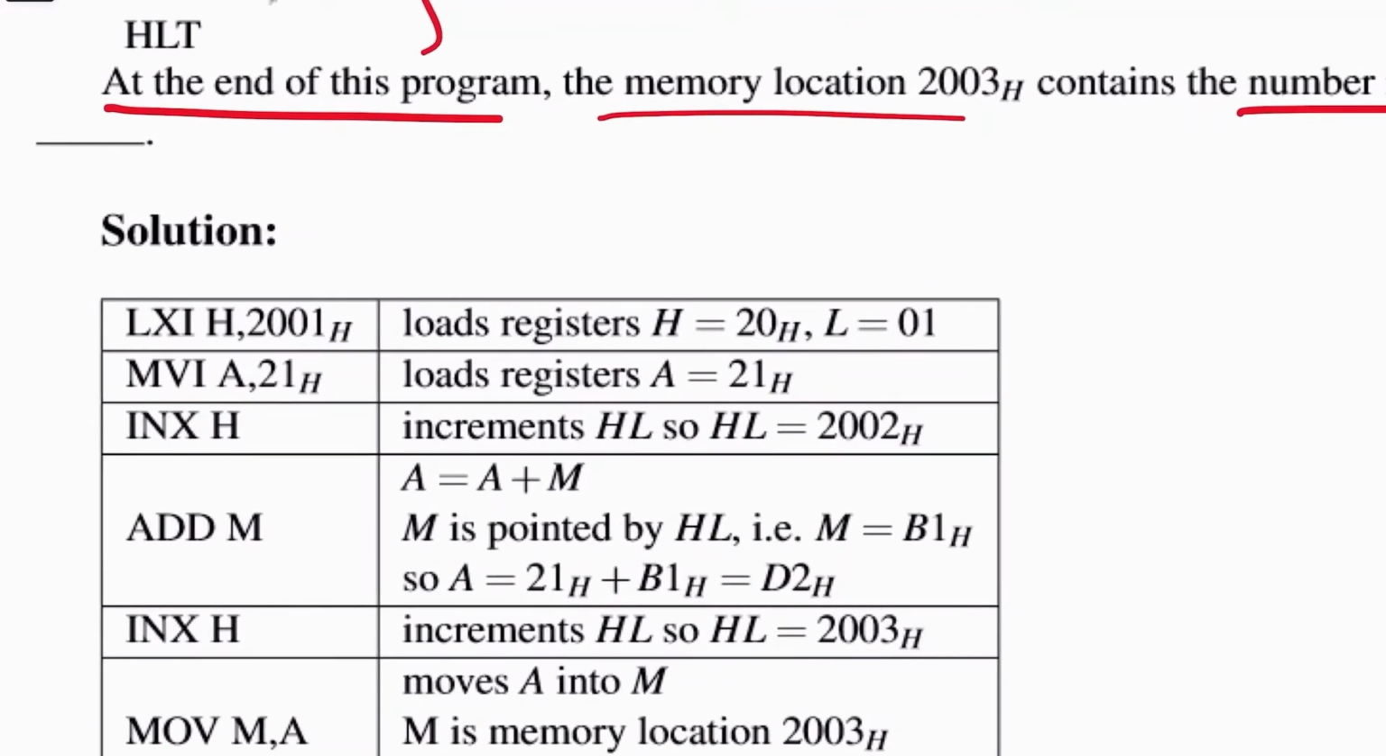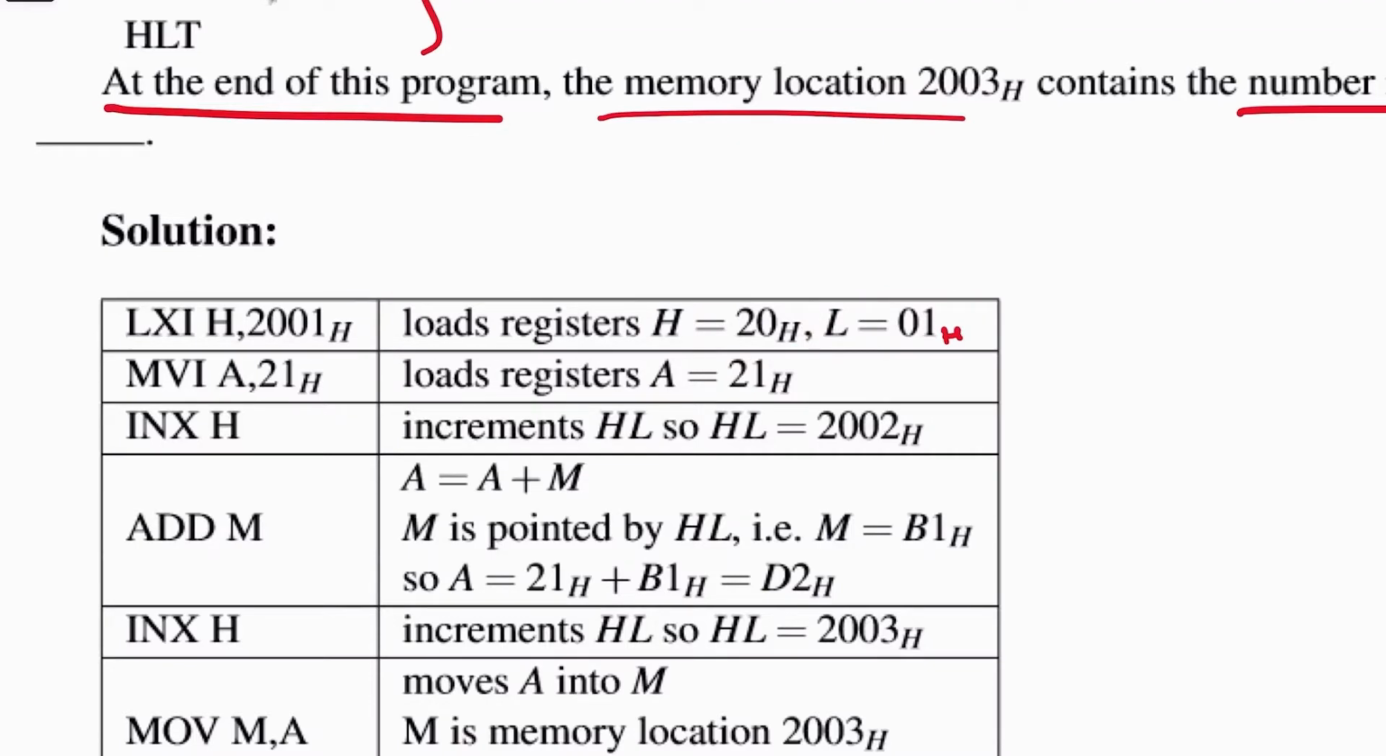So the first instruction is LXI H, which is load immediately into the HL registers the following data. So this loads H as 20H and L as 01H, right?